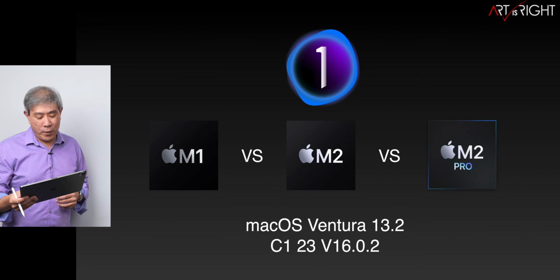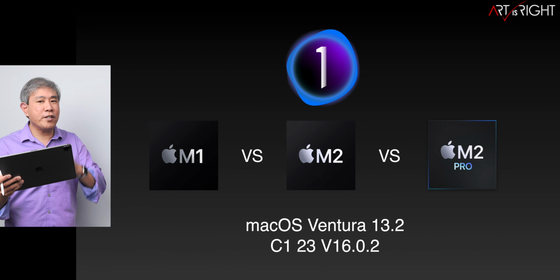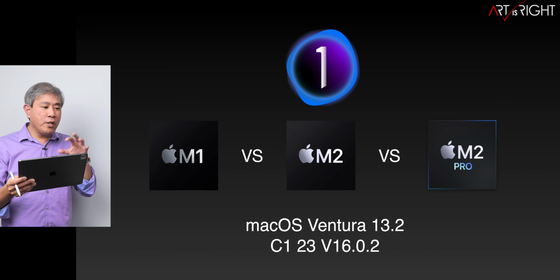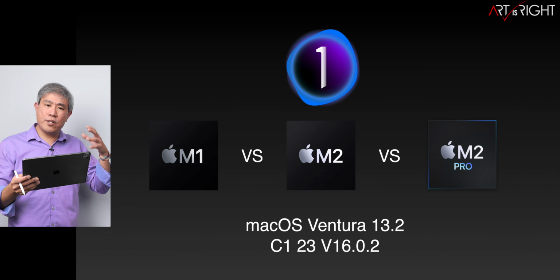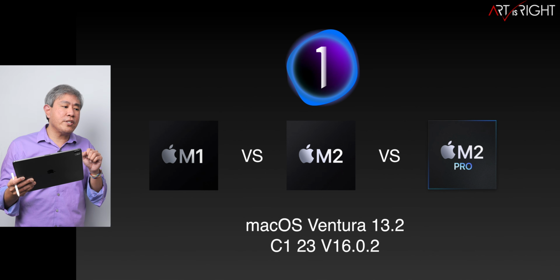Okay, let's look at Capture One. Ventura 13.2, Capture One 23, version 16.0.2. Now, someone commented on my video that Capture One renders previews for import very slowly because it's really designed as a tether workflow, and I totally understand. I greatly appreciate that comment.